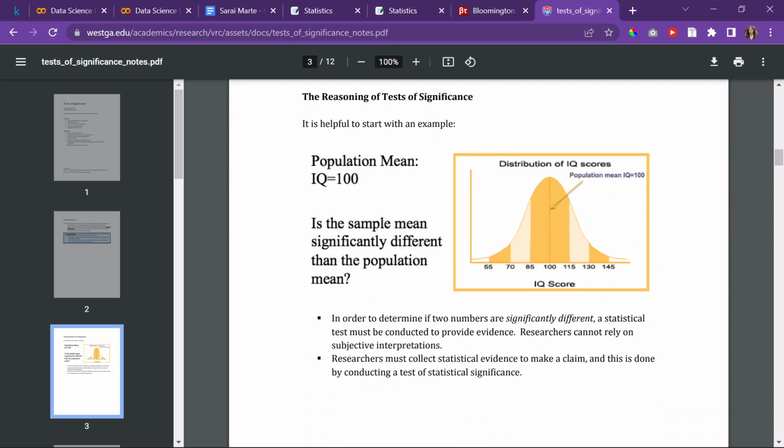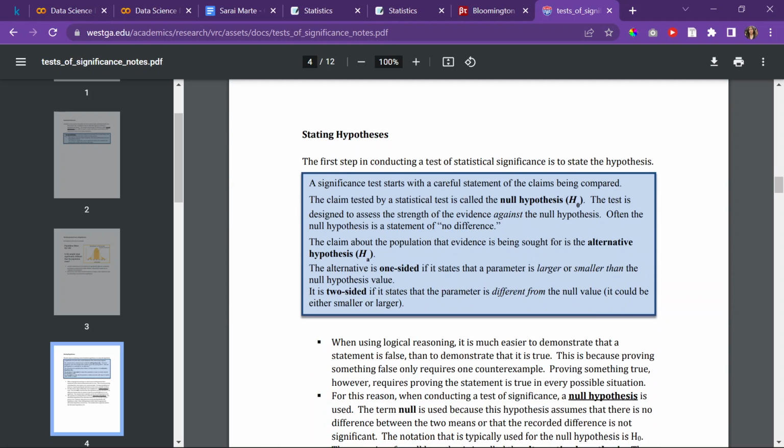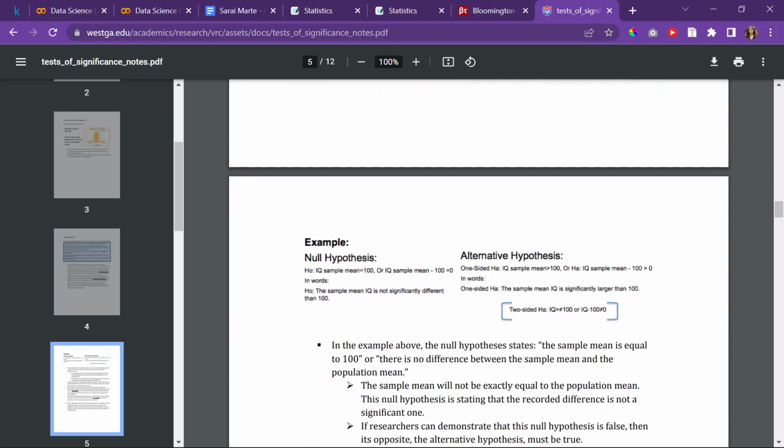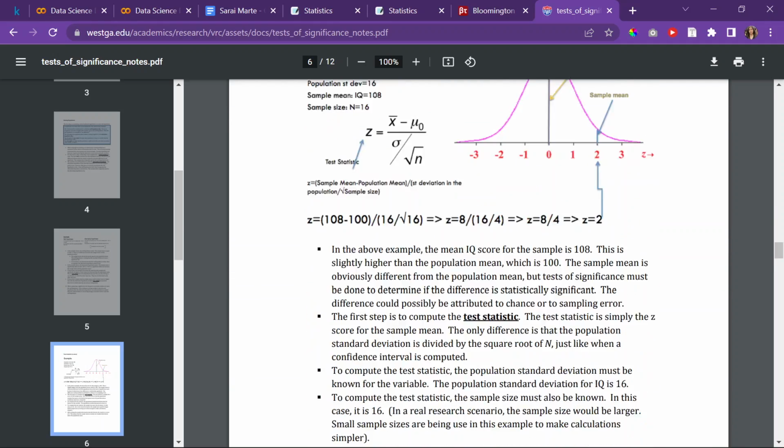All right, so example: is the sample mean significantly different than the population mean, is the mu difference significantly different than the population mean difference? In order to determine if two numbers are significantly different, a statistical test must be conducted to provide evidence. Researchers cannot rely on suggestive interpretations. Okay. We did that. Here we go. I don't want the z-score, I want the t.